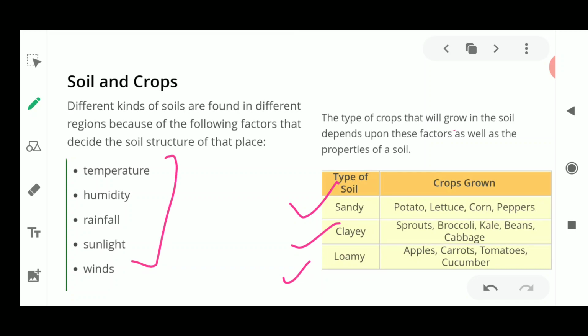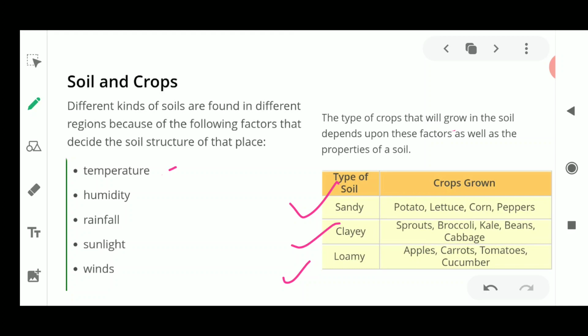So what are these factors? The first is the temperature, the second is humidity, the third is rainfall, the fourth is sunlight, and the fifth is the wind. What is the meaning of all these words? The meaning of the first word, temperature, we have discussed already: it is the degree of hotness or coldness of any place, and it is measured in degrees Celsius.